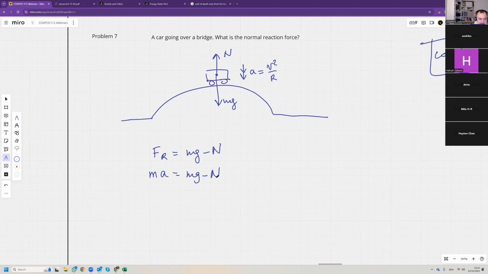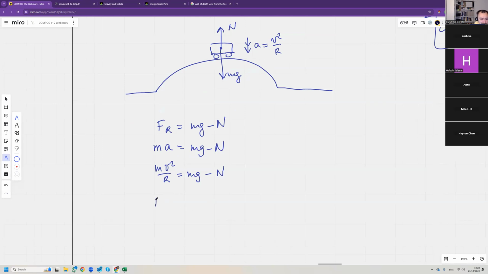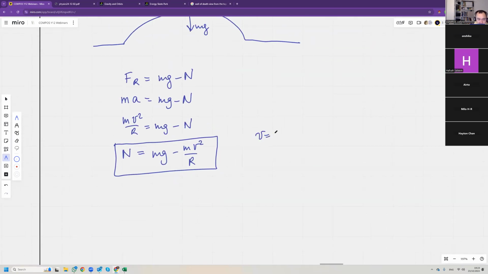A equals mg minus n. A is v squared over r, so it's mv squared over r equals mg minus n. So n is equal to mg minus mv squared over r. If the car is stationary, so v is 0, then n is mg, which is what we expect.